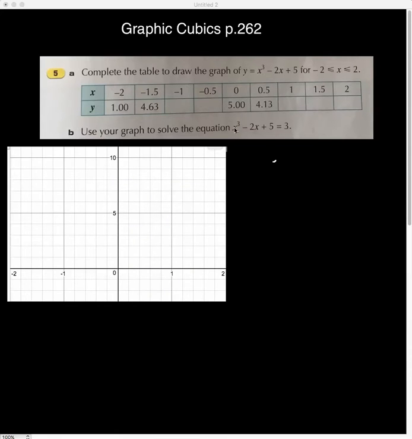All right, so graphic cubics. It's supposed to say graphing cubics, so I'll change this after. But graphing cubics. There we go. Perfect.